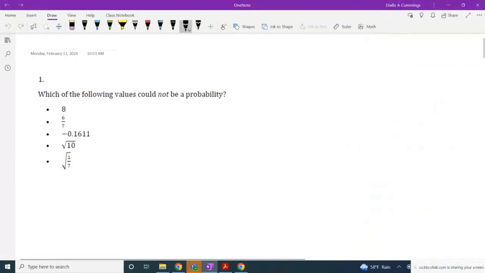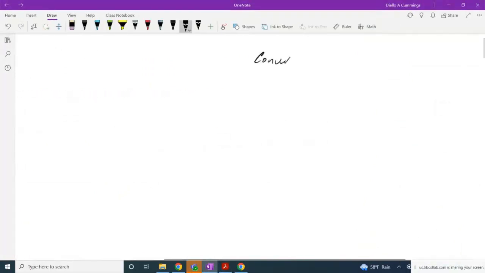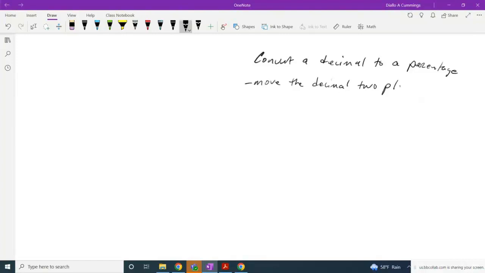So anytime you want to convert a decimal to a percentage, you simply move the decimal 2 places right, and add the percentage symbol. Okay, so for example, 1 is 1.0 as a decimal. If I were to convert that to a percentage, I would move the decimal 2 places to the right. I would add a 0. So therefore, 1 is equal to 100%.